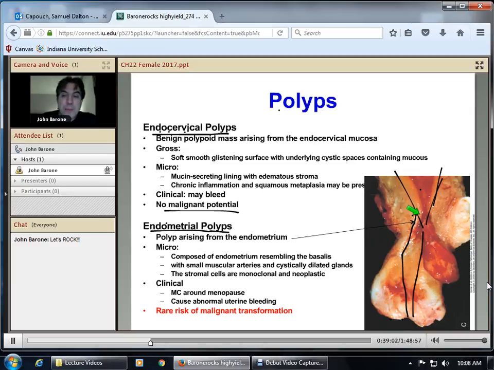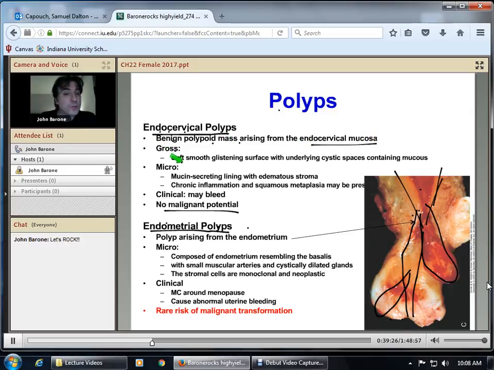Now we notice this little polyp that's sticking out here is coming from the endometrium. So this is an endometrial polyp. If the polyp was coming from here, well, that's going to be an endocervical polyp. They're always benign. I get them all the time. Endocervical polyps, no big deal. These are benign polypoid masses coming from endocervical mucosa.